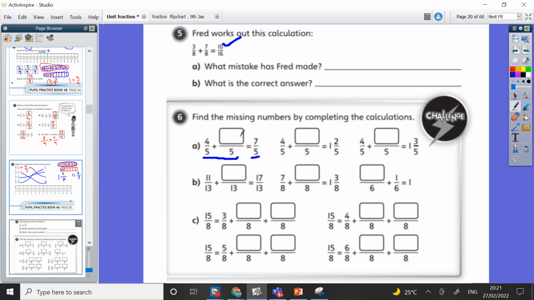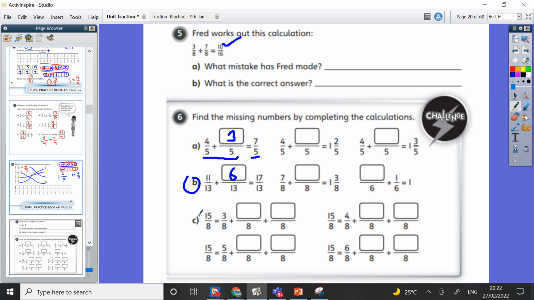How does 4 become 7? 4 plus what equals 7? Or you can do 7 minus 4 equals 3. So 4 plus 3 equals 7. Now in question B, 11 over 13 plus something over 13 equals 17 over 13. Denominators will be the same in fraction addition. Numerators will add up. 11 plus what will make 17? 11 plus 6 will make 17.